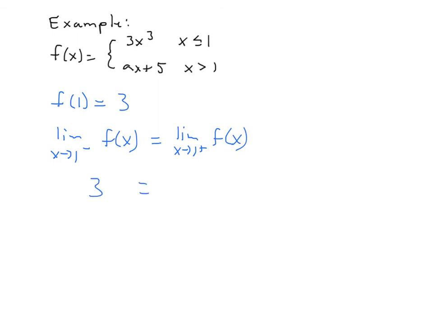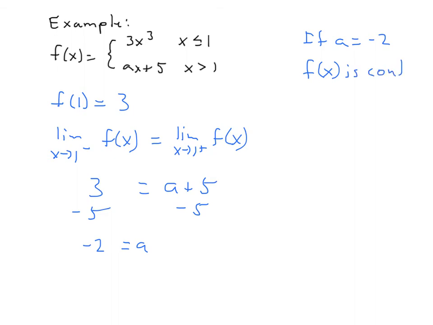The limit as x approaches 1 from the left is 3. And the limit as x approaches 1 from the right is going to be a plus 5. I just put 1 in for x, and a times 1 is a. Now at this point, I will solve for a. To do that, I just subtract 5, and so I get negative 2 equals a. So if a equals negative 2, f of x is continuous at x equal to 1.